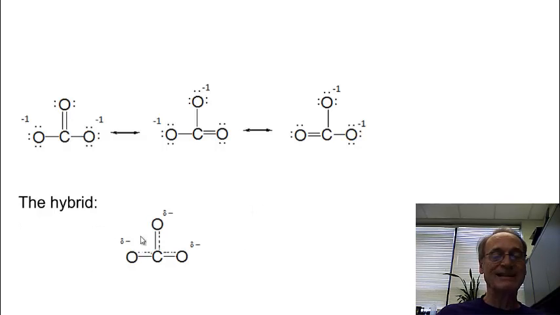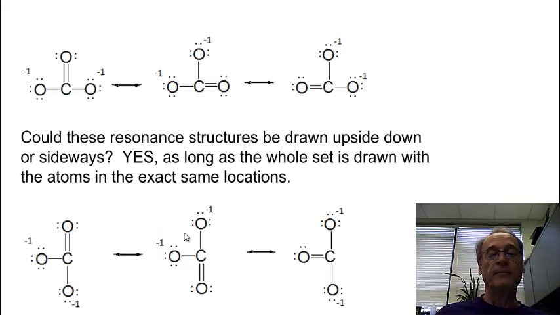Notice that it has the exact same location of the atoms. I haven't moved any oxygens or carbons, but this bond being partially double and partially single, I've drawn as a single bond plus a broken line for the rest of the partial double bond. Same thing here, and then it becomes more obvious that the three bonds are the same as each other. Furthermore, partial negative on this oxygen, partial negative on this oxygen, partial negative on that oxygen shows that the charge is spread out equally among the three oxygens. Again, not shown that way in any of the individual resonance structures, but taken as a whole, that's how the molecule would look.